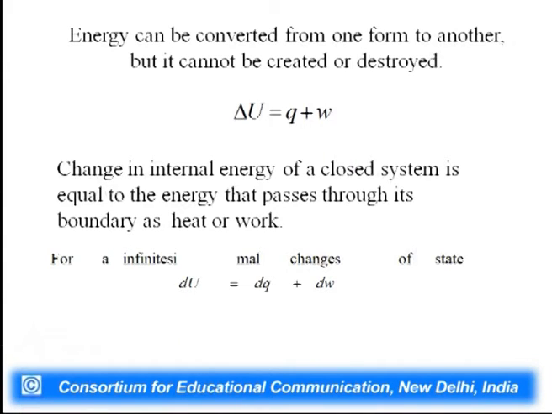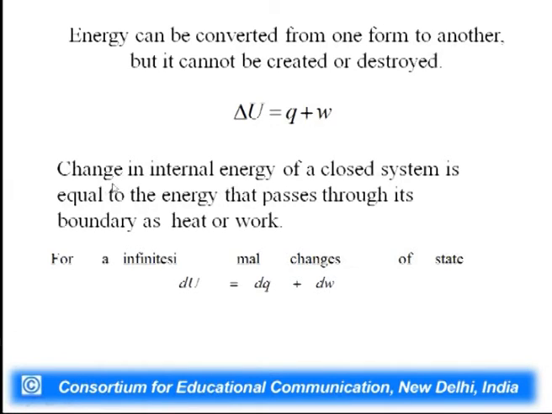When we combine this, we get what is known as the first law of thermodynamics: delta U is equal to Q plus W. Again, Q is your heat and W is your work done by the system. So, what happened when we supplied heat or work? Energy is getting converted from one form to another. It is used to raise the internal energy of the system. So, energy can be converted from one form to another, but it cannot be created or destroyed.